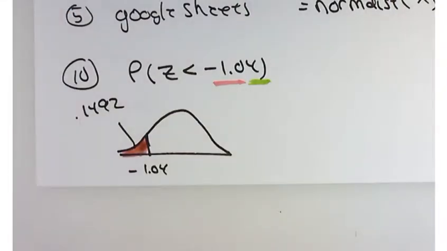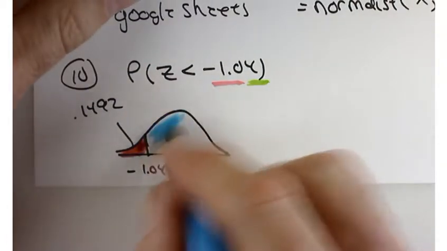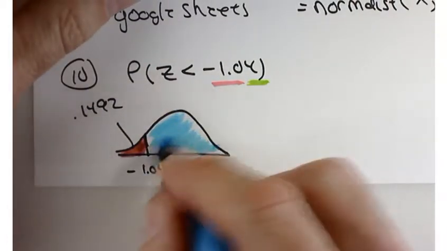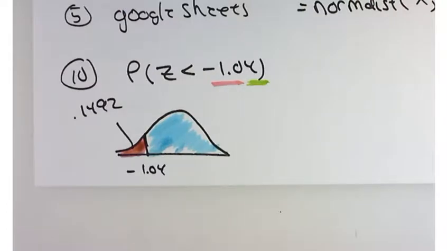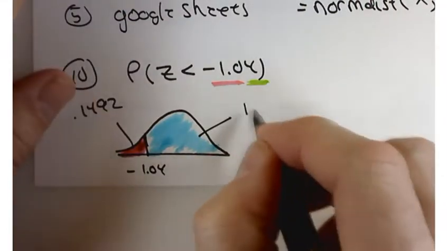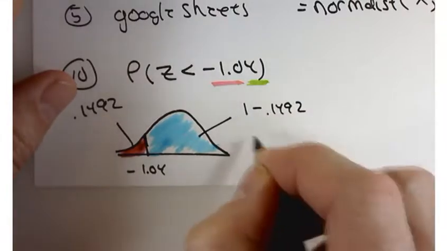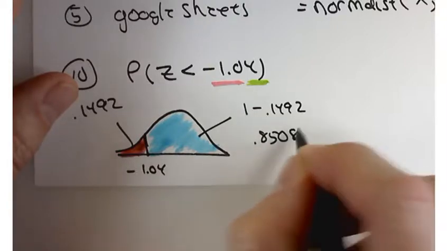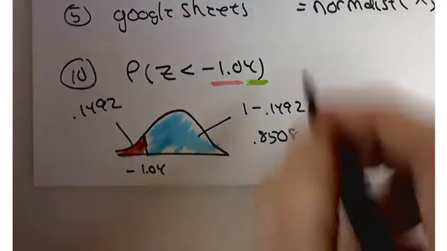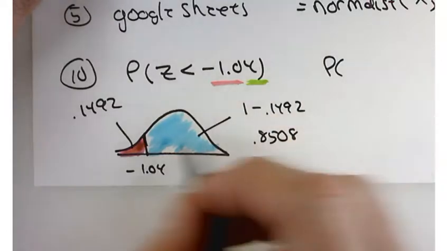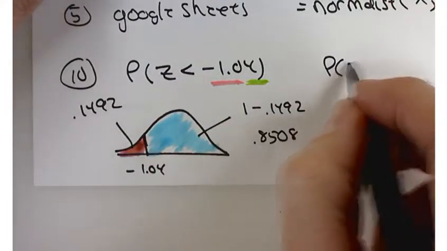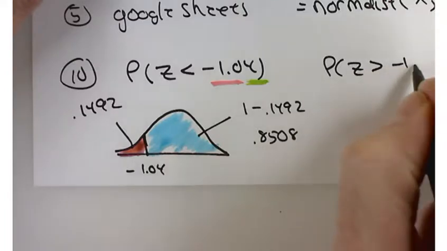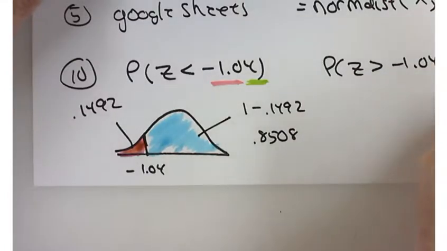But what if I wanted to figure out how much area was to the right? If I wanted this area in blue. This area right here is going to be 1 minus the 0.1492, so 0.8508. And you could write that as probability that this random variable, say z, is greater than negative 1.04, which is 0.8508.